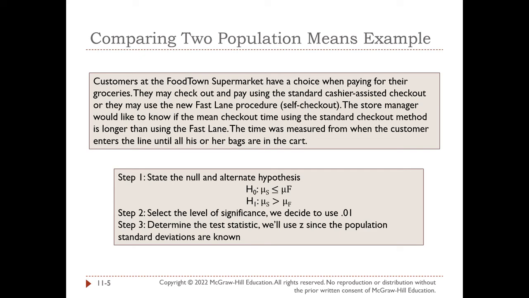So, again, we're going to go through our steps here. In step 1, we're going to state the null and the alternative hypothesis. Basically, we're going to see if the mean of our regular standard checkout is less than or equal to the mean of the fast lane. Then we're going to have our alternative, which is that the standard is greater than our fast lane.